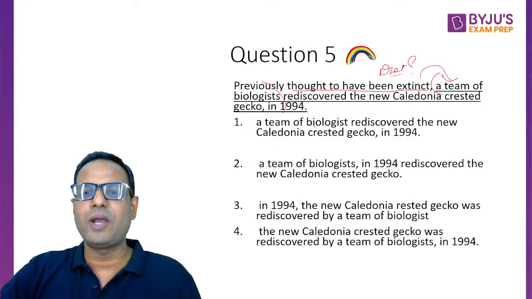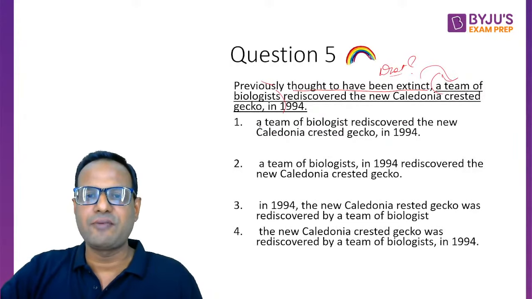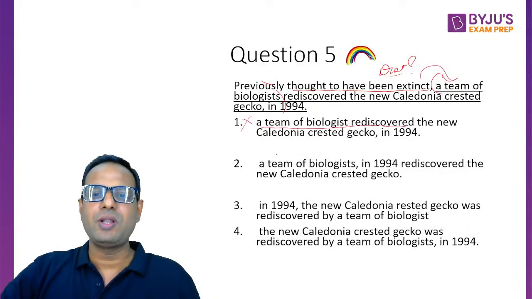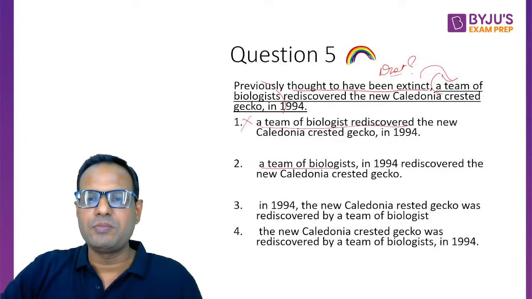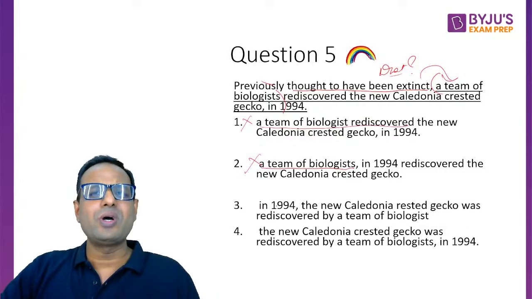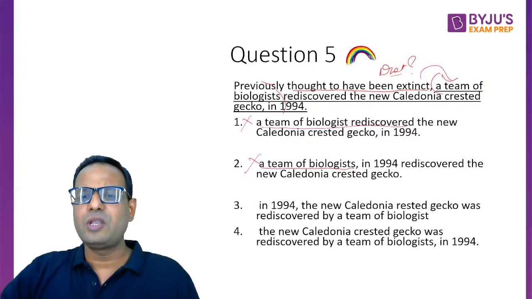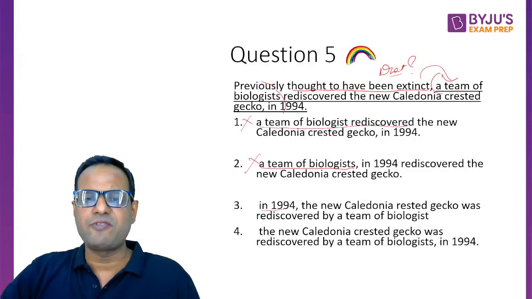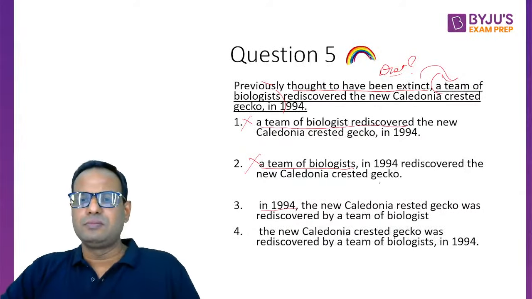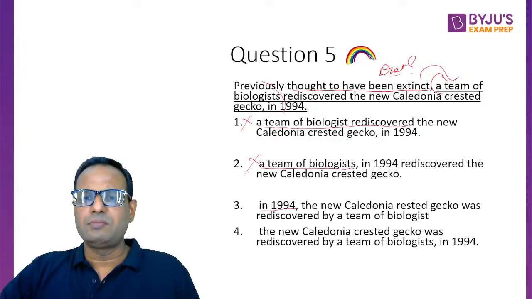Option one, a team of biologists rediscovered, again suffers from the same problem. The wrong component of the sentence is being modified, so one is gone. Two suffers from the same problem, a team of biologists. Three is quite wordy and unstructured. It says in 1994, the New Caledonia crested gecko was discovered. Since this is an adverbial phrase, preferably it should have been placed after a verb.